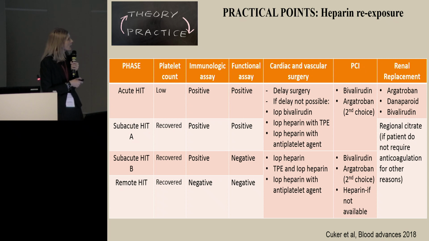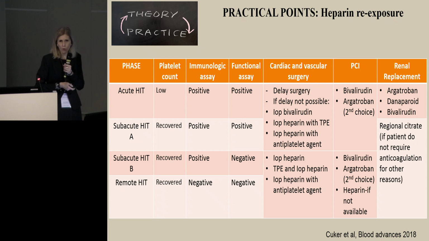For example, in cardiac or vascular surgery where we need to give heparin mandatorily, we would try to delay the surgery until the functional assay becomes negative. If it is not possible, then it is recommended to do the surgery with intraoperative bivalirudin. If you don't have it in your hospital, you can give intraoperative heparin, but only if you did plasma exchange before to remove the antibodies, or you can combine it with a very powerful antiplatelet agent, such as tirofiban. And here you can see different recommendations in these guidelines if you have such patients.